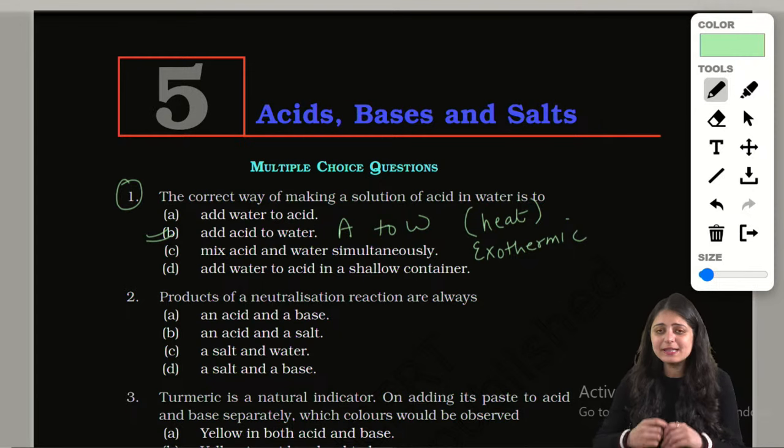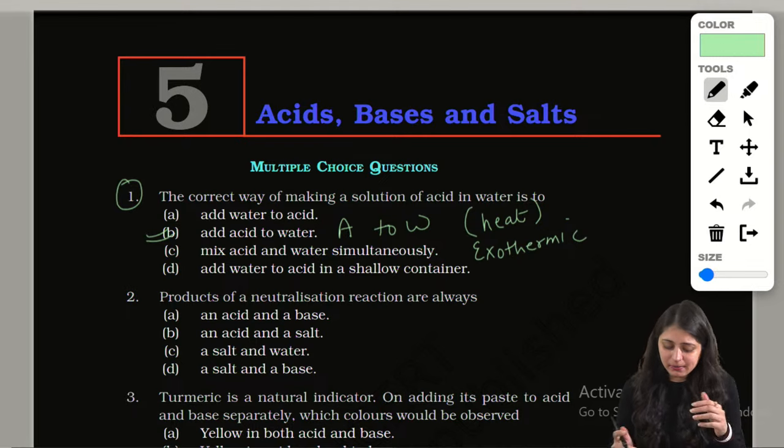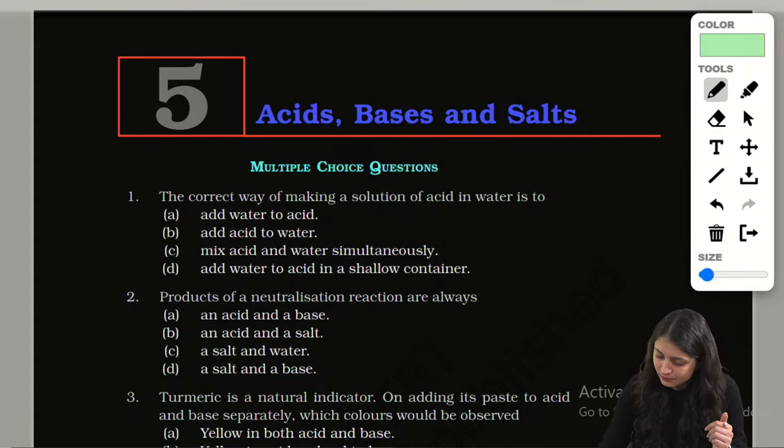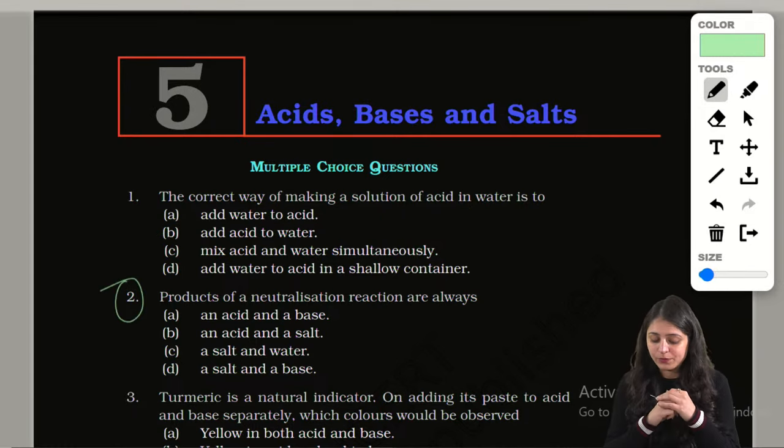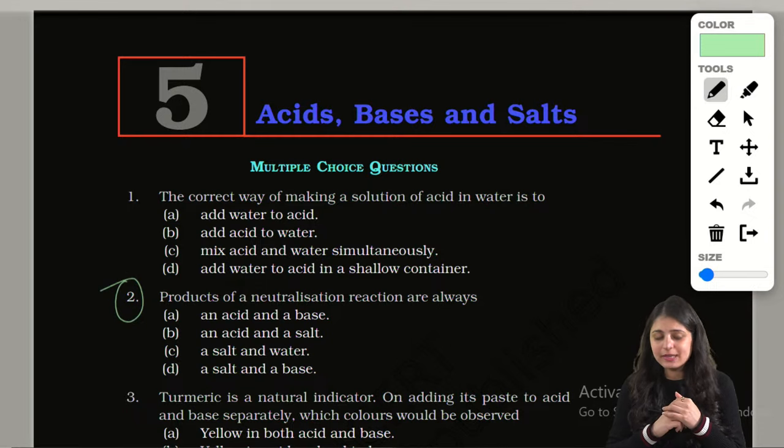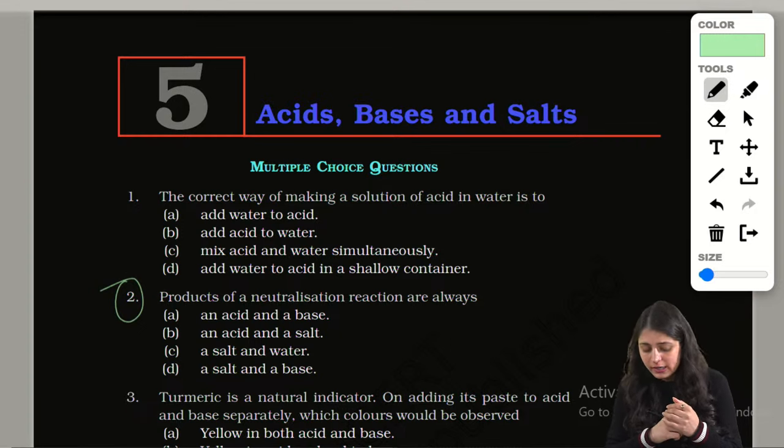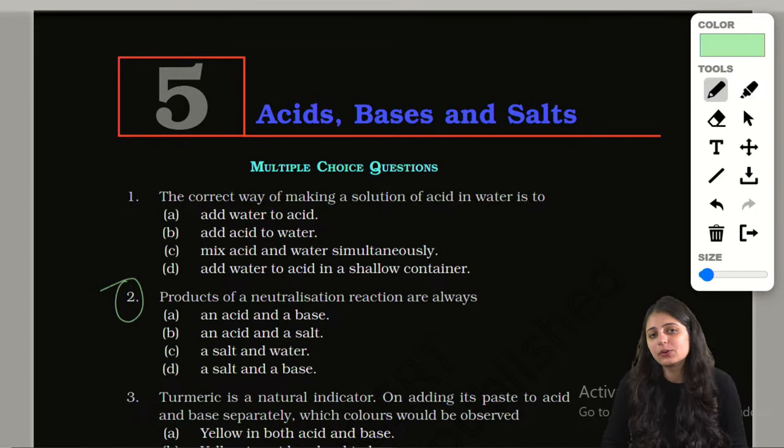Products of a neutralization reaction are always what? इसका answer क्या होगा? Question number two now. What are the products of neutralization reaction? Acid and base, acid and salt, salt and water, salt and a base. So question number two, what do you think is going to be the answer?